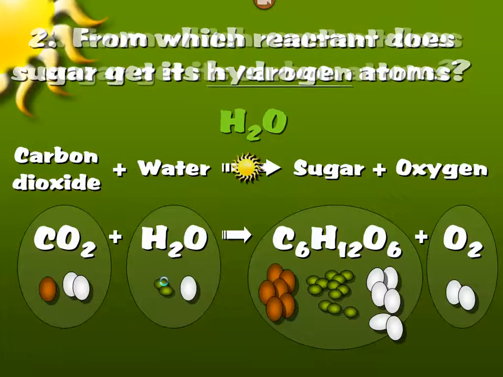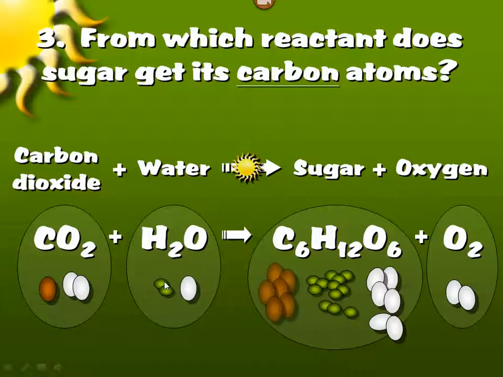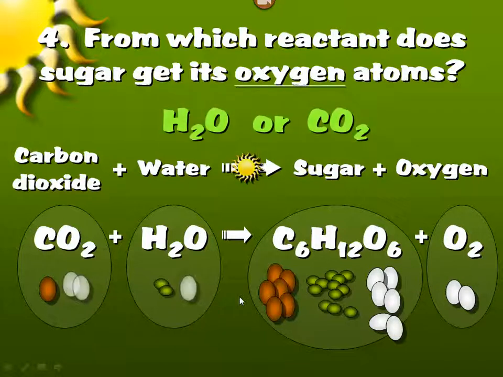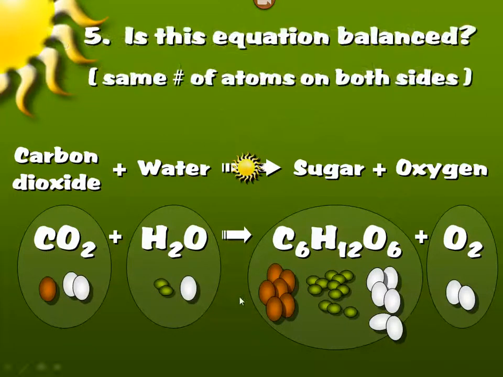From which reactant does sugar get its carbon atoms? Well, where does the carbon have to come from? That's right, carbon dioxide. It's the only place you're going to find it. So carbon dioxide gives the carbon atoms to make sugar. And where does it get its oxygen atoms? Well, it gets those from either water or carbon dioxide. Probably both, actually. Excellent.